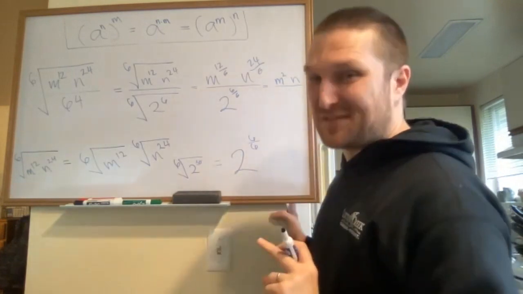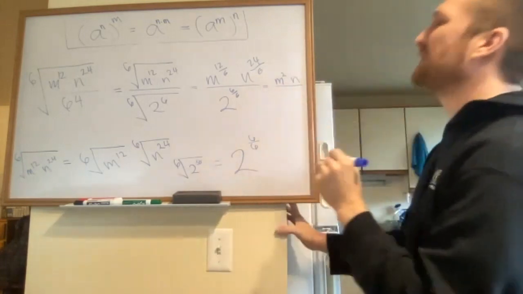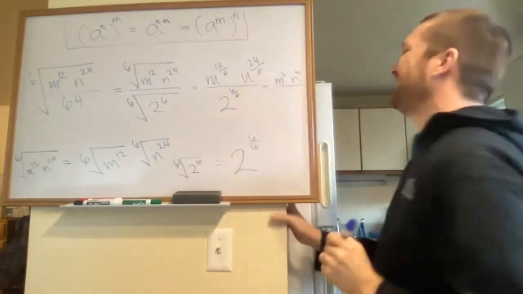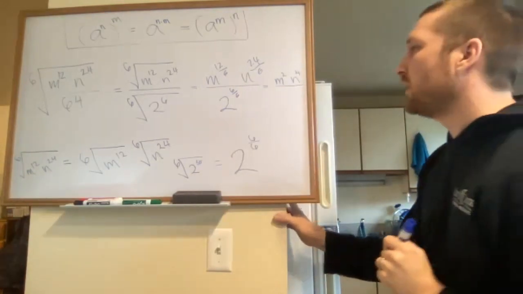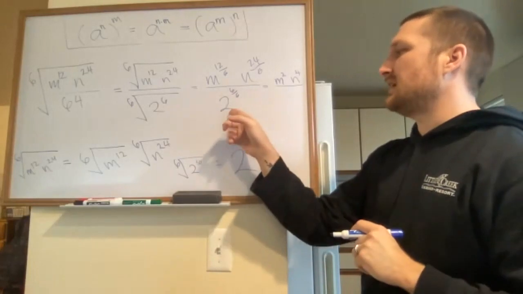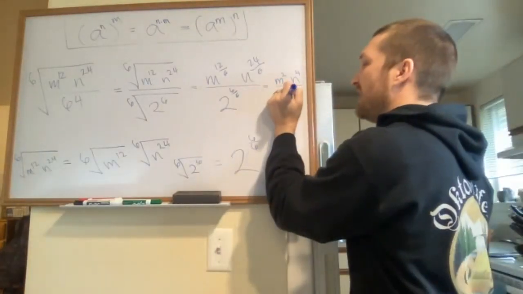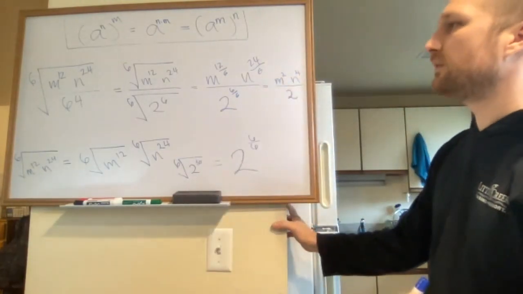4 times 5 is 20. So 4 times 6 must be 24. So, what do we say? 4? Yeah. That's the hard part. Okay, yes. 24 divided by 6 is 4. 6 divided by 6 is 1. So we should just have 2 left over.